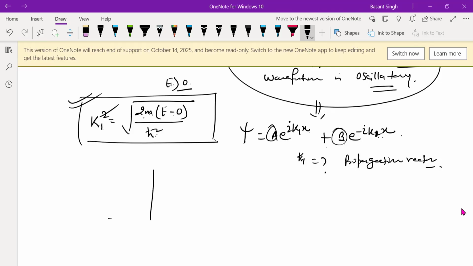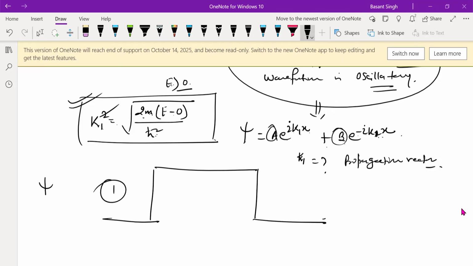Hence, we see that in the first region, the wave function is oscillatory, and this is equal to A e to the power i k1 x plus B e to the power minus i k1 x.